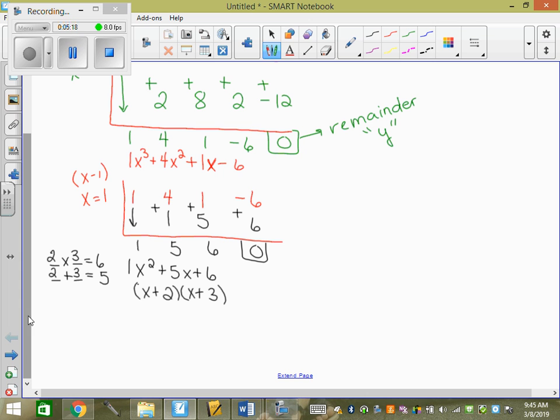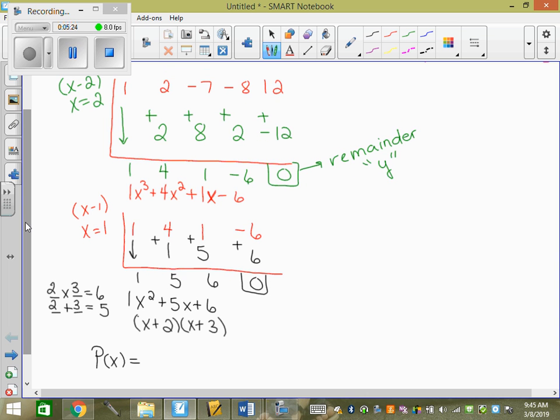So in the end, I'm going to write p of x, because that's what it was, equals what? What are all my factors? x minus 2, x minus 1, x plus 2, x plus 3.